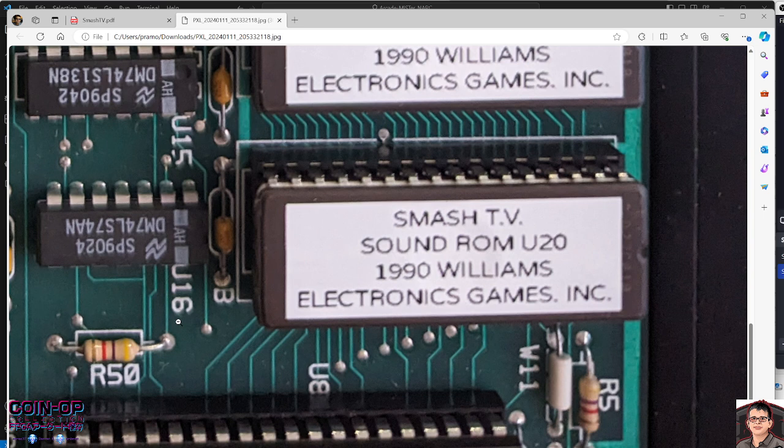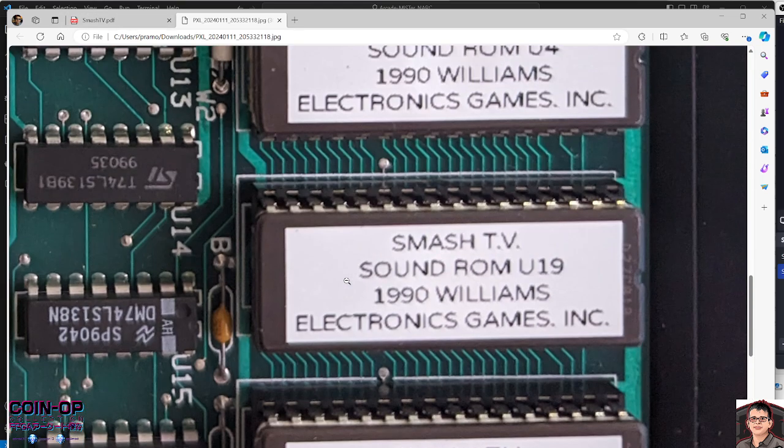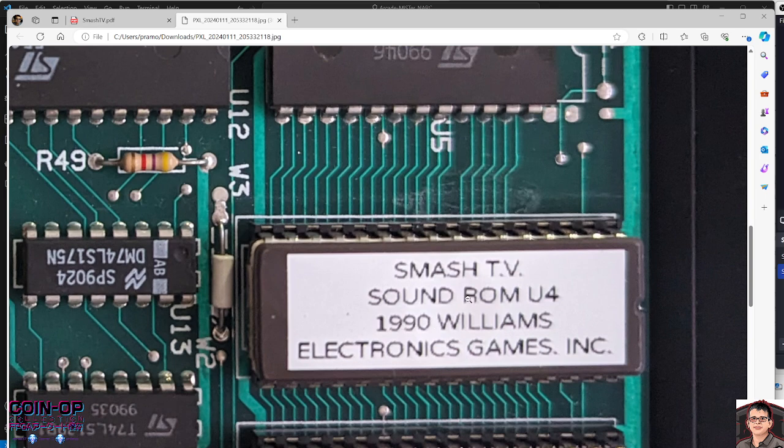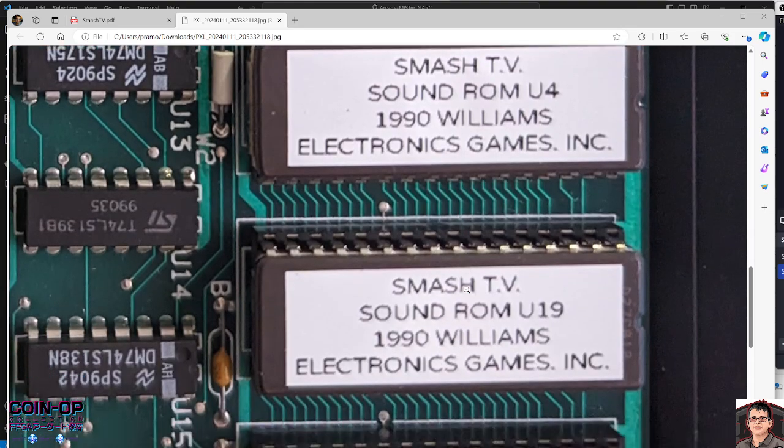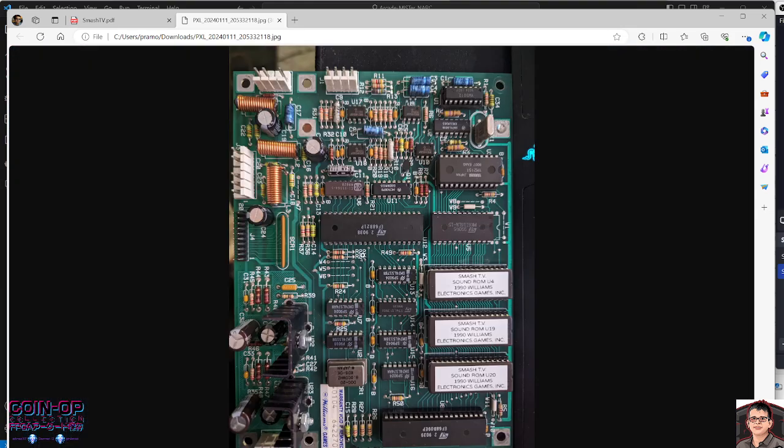And we don't know yet if these are sound samples, or if these are the program for the 6809. But my guess, by taking a look at this, is that this is probably an audio program. This U4, this U19, and this U20 are probably sound and speech samples. That's what I think, but we'll see if we're proven wrong later.